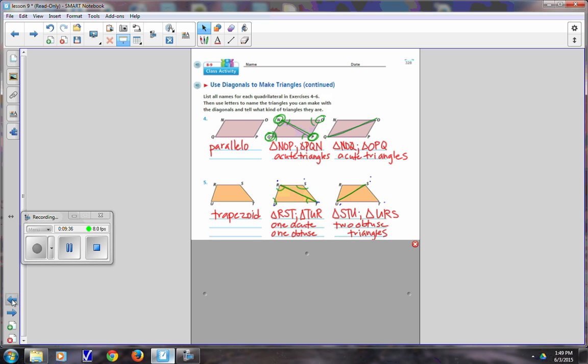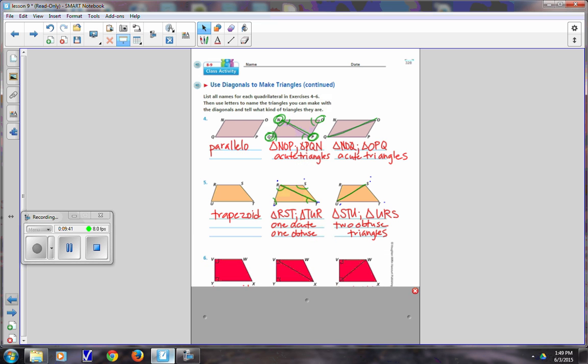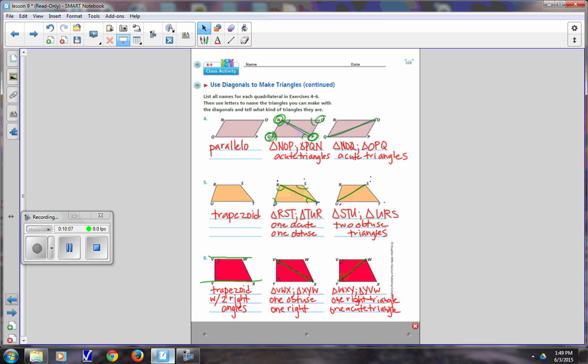Hopefully you're starting to see the pattern, because we've done 5 different objects. Here's our last object. It's another one that only has 1 set of parallel lines right here that are opposite each other. So it is our friend trapezoid. But the thing we can say about this one is that it has 2 right angles. You can't always say that. So here's our diagonal here. Here's our diagonal here. And this is how we would label them.